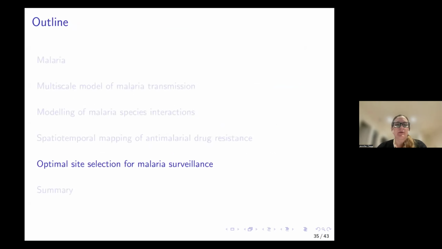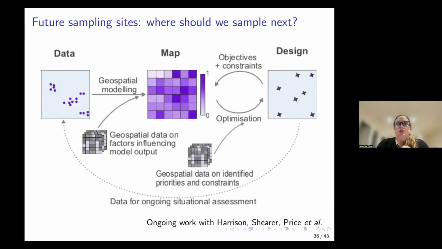Okay, just briefly, I want to talk about optimal site selection for malaria surveillance. Given some data, you construct a geospatial model to create a map, and that might involve some covariates. Then once you have your map, you can hopefully, given some constraints, create an optimal design which you can feed back to people that might be actually collecting data in the field.